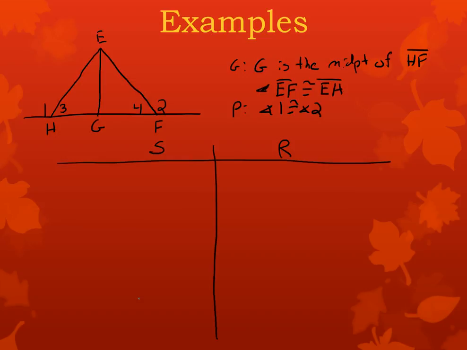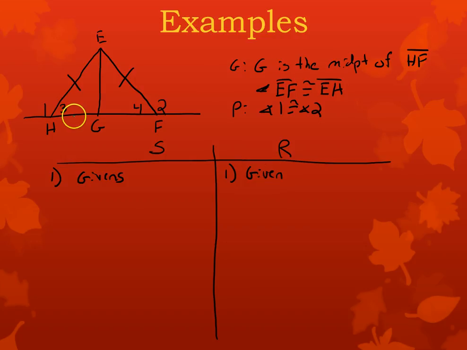Let's take a look at another one. We're given this figure. We're told that G is the midpoint of HF, and that EF is congruent to EH. We want to use all this to prove that angles 1 and 2 are congruent. Again, we'll start with our given statements. And now let's use them.